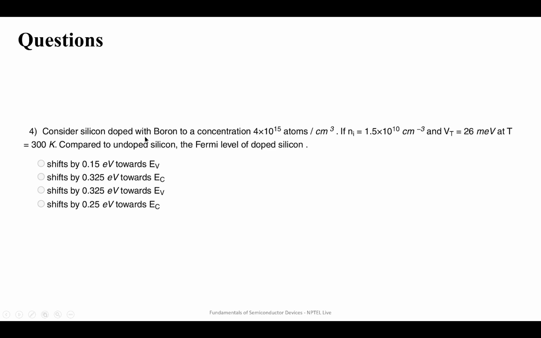Consider silicon doped with boron to a concentration of 4 into 10 to the 15 atoms per centimeter cube. If ni is 1.5 into 10 to the 10 per centimeter cube and Vt is 26 milli electron volts at T equals 300 K, compared to undoped silicon, the Fermi level of doped silicon shifts by 0.15 eV towards EV, shifts by 0.325 eV towards EC, shifts by 0.325 eV towards EV, or shifts by 0.25 eV towards EC.